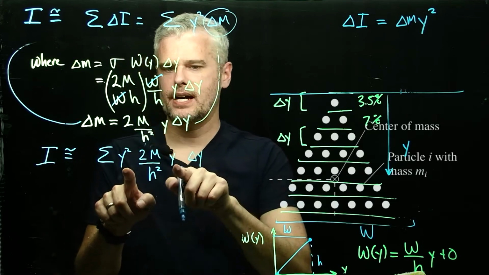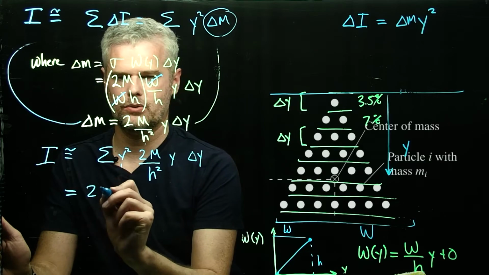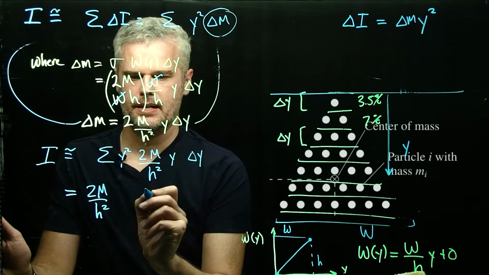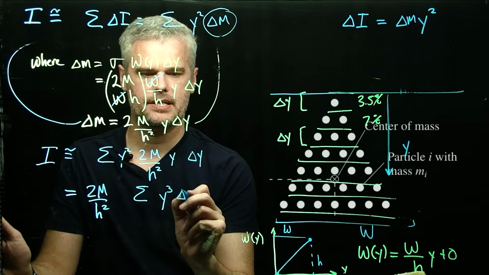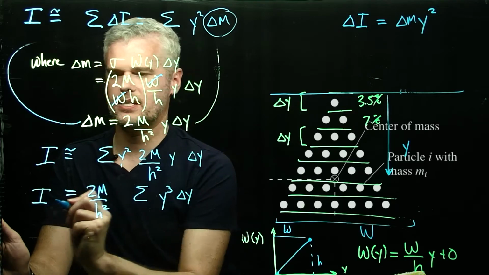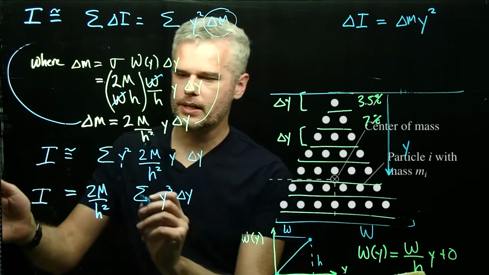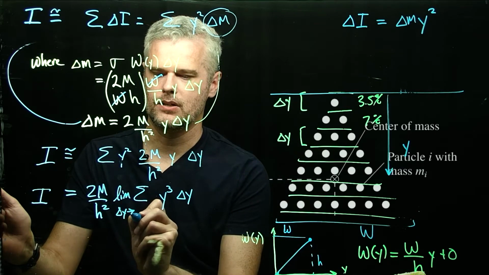This can be simplified. Those y's can go together. I could factor something out here, 2m over h squared. The sum of y cubed delta y. And if I want to make this an equality, I will take the limit that delta y goes to 0.